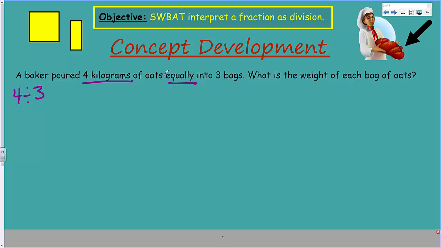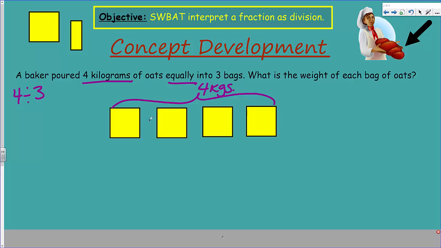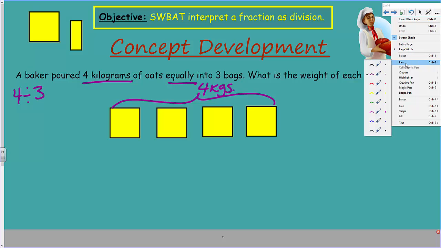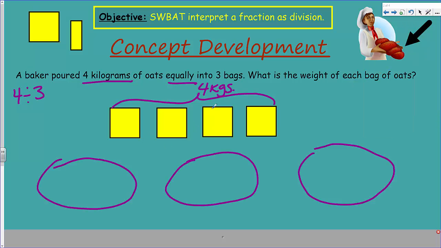Well, let's go ahead and model this. We could actually do the equation, but let's go ahead and model this. I'm going to go ahead and get another. Model with mathematics. That is a mathematical practice. There are 8 of them. And here we have our 4 kilograms. Basically, we're trying to get these 4 to fit into 3 equal bags. Well, let's do this. I'm going to go ahead and draw my bags, right? I have to fit those 4 in there.